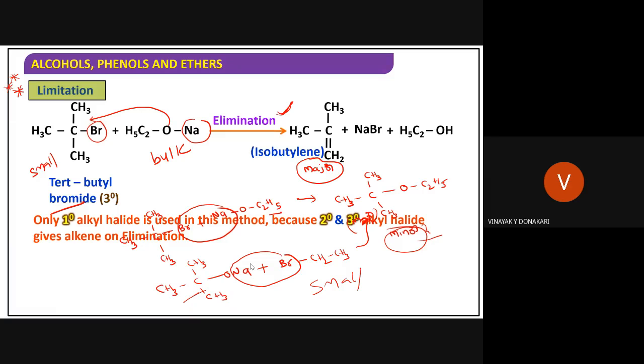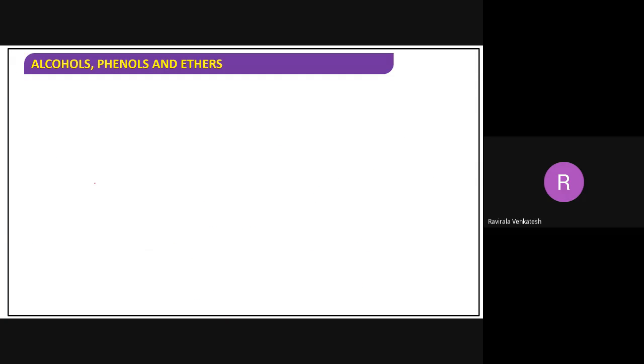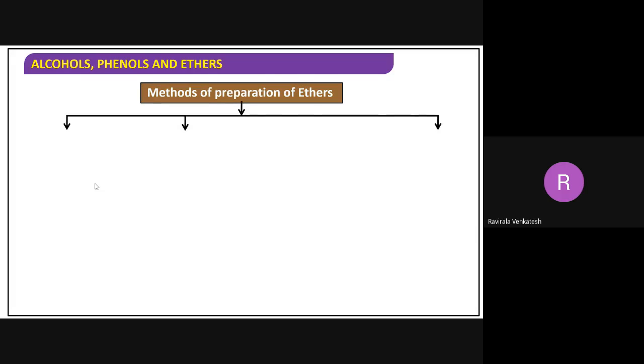That means when you get bulk group, definitely there should be secondary, tertiary alkyl halides. In that case, what happens? You will get alkene. You see, this is tertiary alkyl halide. Whenever you take primary, no problem. When you take secondary, tertiary, then bulk groups will be there on the alkyl halides, so it will lead to elimination reactions. Correct or not? Now we'll see what happened.